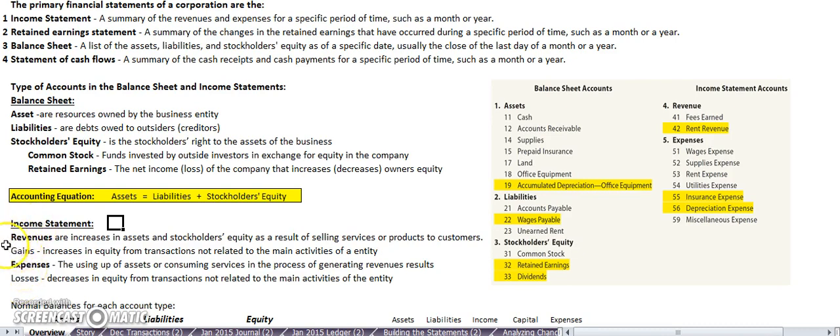Okay? So these are the four types of accounts that you have on the income statement. Your chapter doesn't even mention gains and losses. I just threw that in for your knowledge, but keep that in mind. Okay?